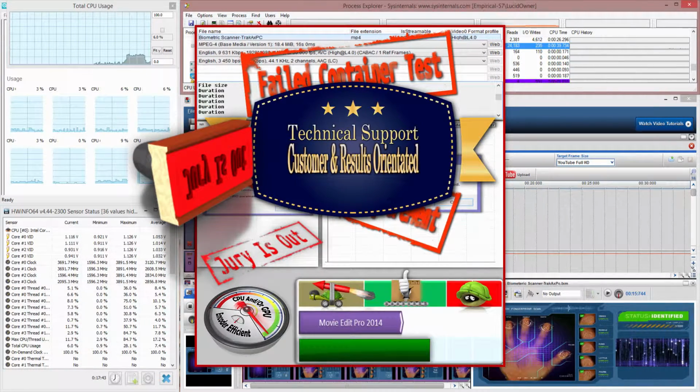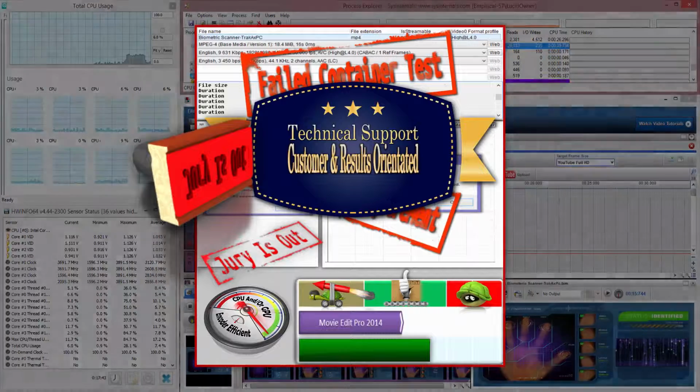But the jury is out how to judge the media process of this particular application, because they are going to do things to improve it. Good on the technical support.